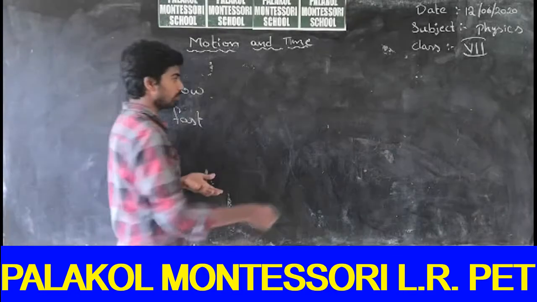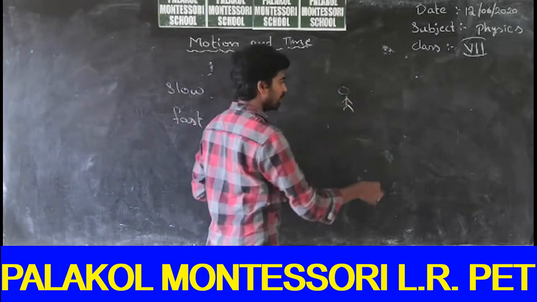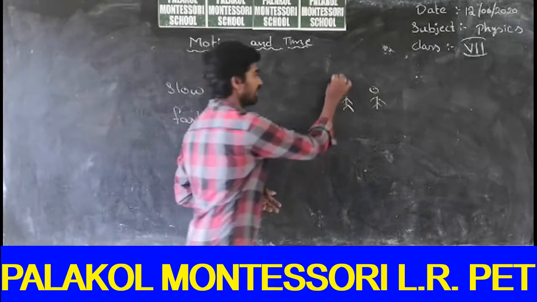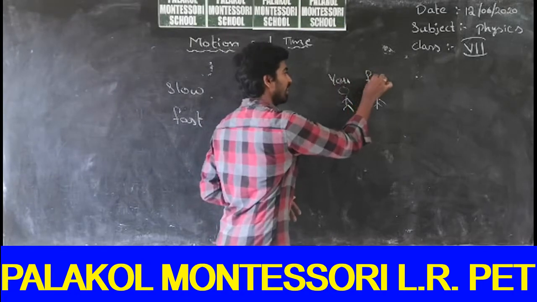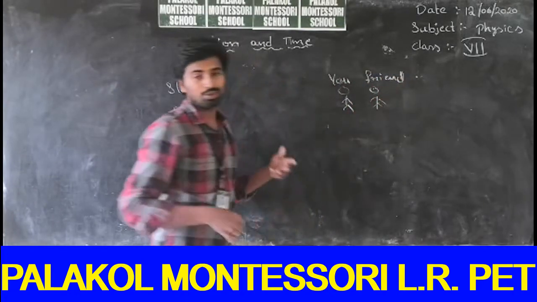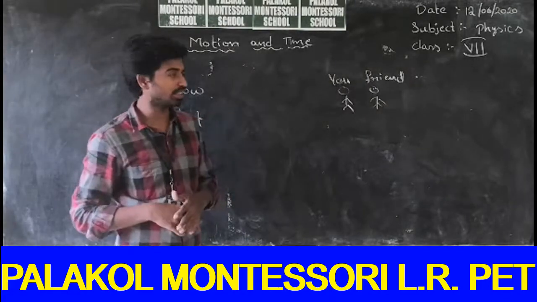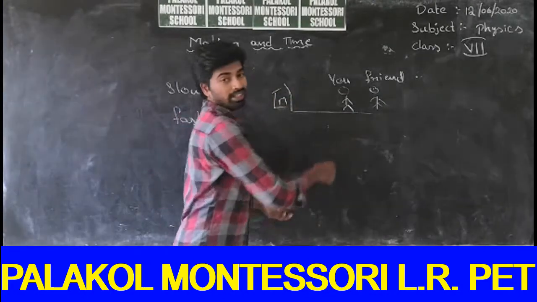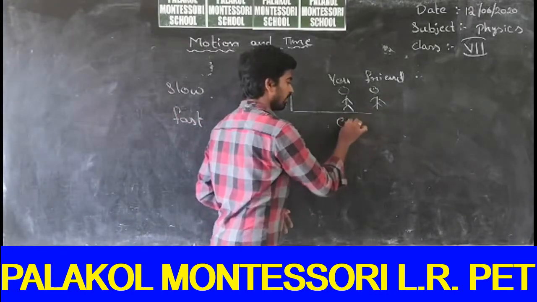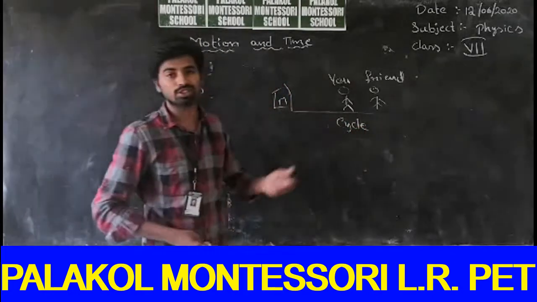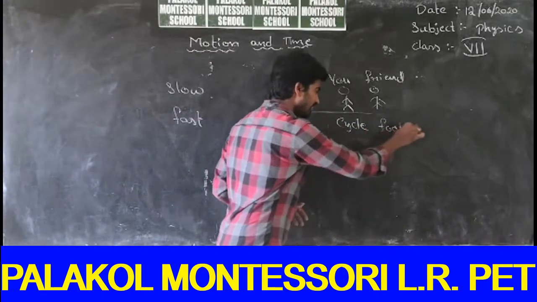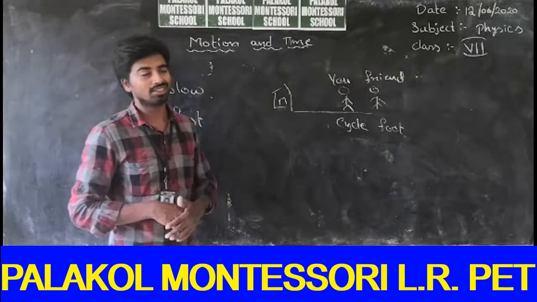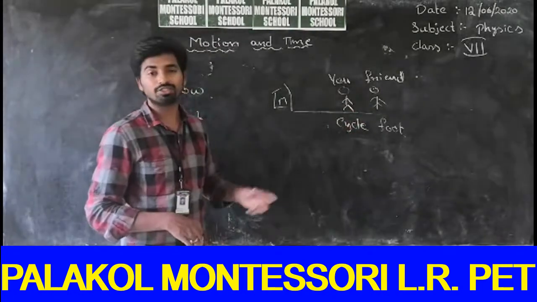For example, if you and your friend start to school from the same point, your houses are situated at the same position. Both of you start to the school. You start on a bicycle, whereas he is coming to the school on foot. So who will reach the school first? You will reach the school first. Why? Because you are coming on a cycle. So you are faster than your friend.